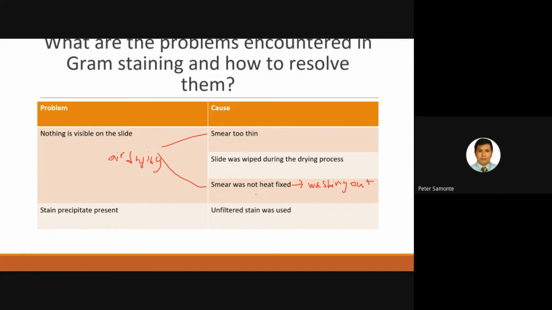So, for example, class, here's your slide. You would add your crystal violet. Then you would rinse it first. Babanlawan mo in Tagalog. You would rinse it with water. After rinsing, class, you would add the mordant. Now, in this case, you did not heat fix it. After rinsing, washing out would happen. When I say washing out, class, while you are rinsing, imagine this would be the smear. While rinsing, it would be included in the rinse. Kasama siya, class, na mawawala habang binabanlawan niyo. So do not forget to heat fix this.